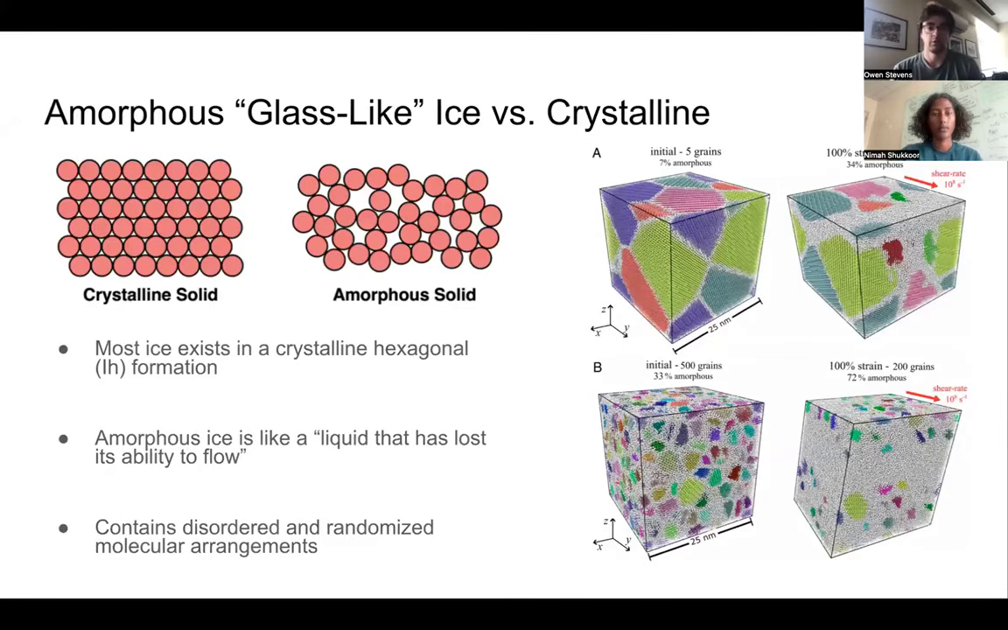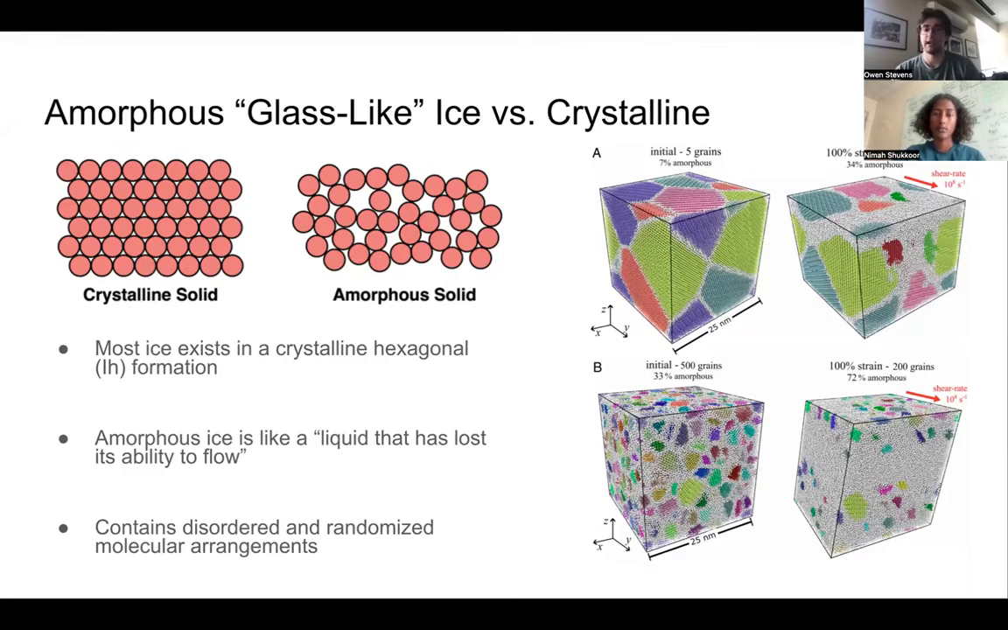Why is this so important? Well, it creates amorphous or glass-like ice instead of crystalline ice. So in the first image, we can see the difference between a crystalline solid and an amorphous solid. Most ice exists in a crystalline hexagonal Ih formation, which necessitates this very rigid hexagonal structure. Everything is where it's supposed to be, everything's bound together, whereas this amorphous solid has disordered and randomized molecular arrangements. One of the ways that it was described in one of the articles that I read was that amorphous ice is like a liquid that has lost its ability to flow.